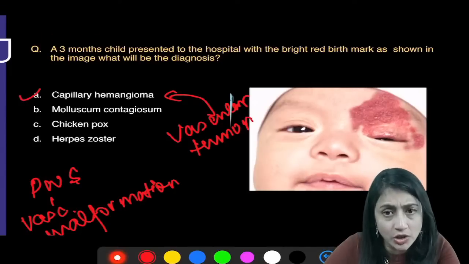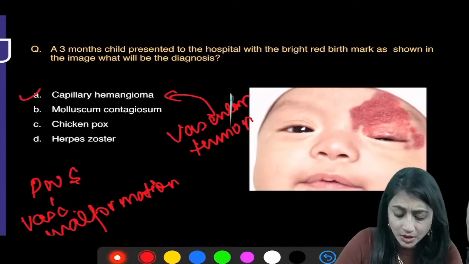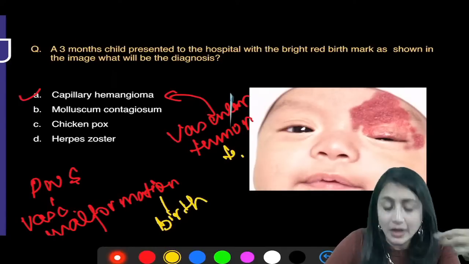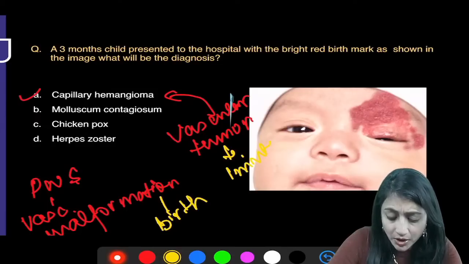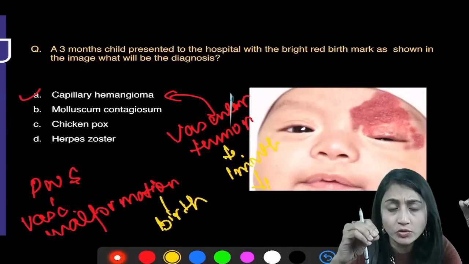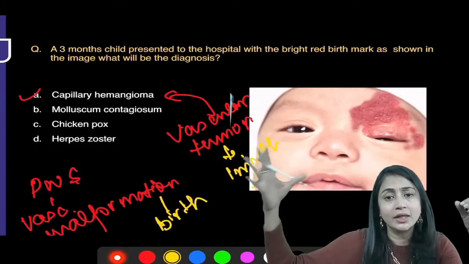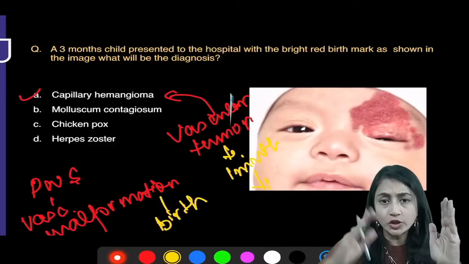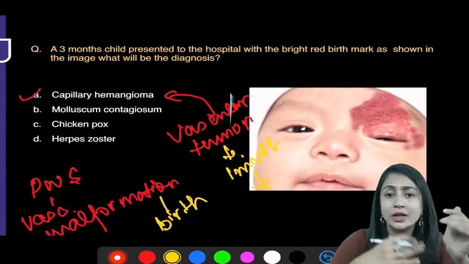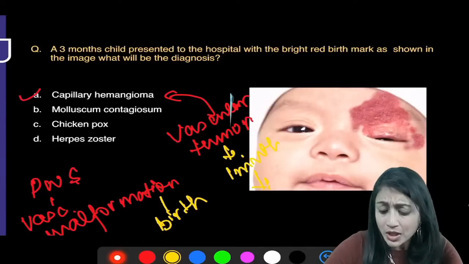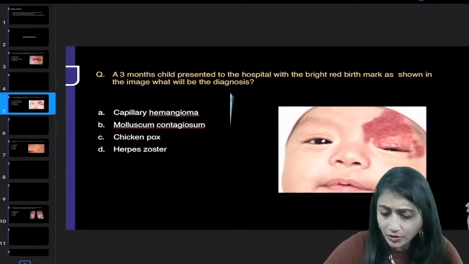If there was a vascular malformation, the important points to differentiate them are these. A malformation will be present since birth, whereas a vascular tumor develops by 1 month of age, and a vascular tumor has stages. It will be small to begin with, then it will grow, and then by 9 months it would resolve. If they want you to differentiate between these two, they would have given you something like that in the question.